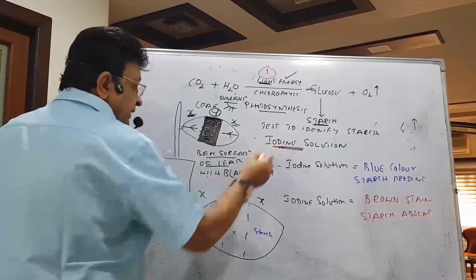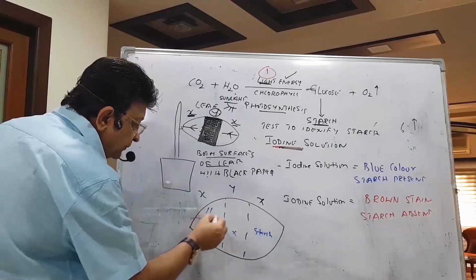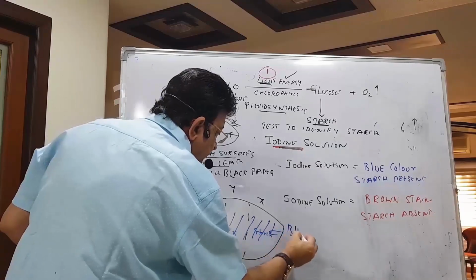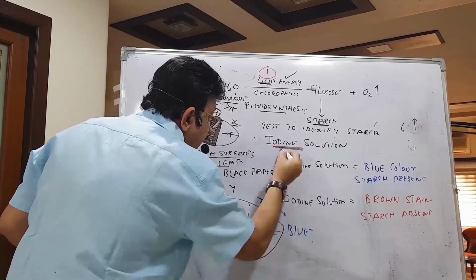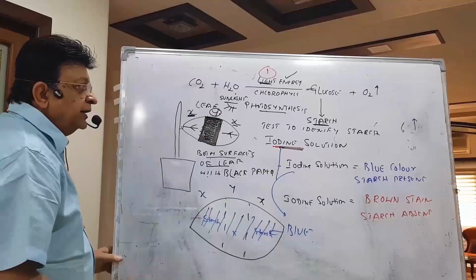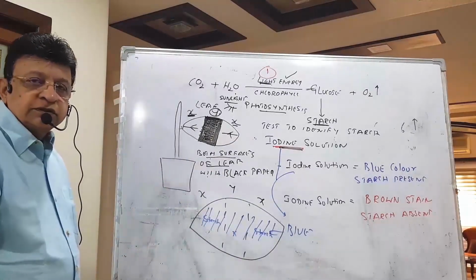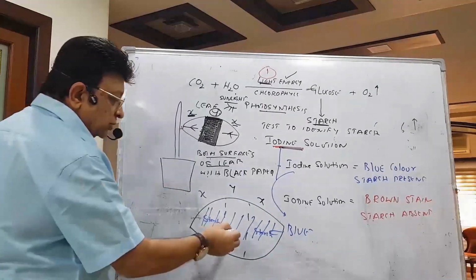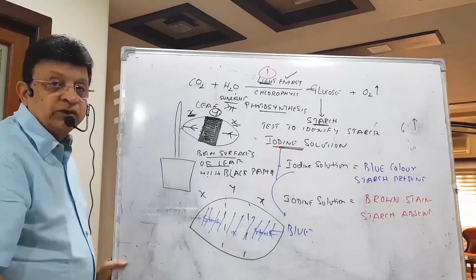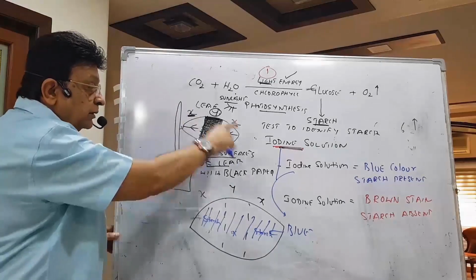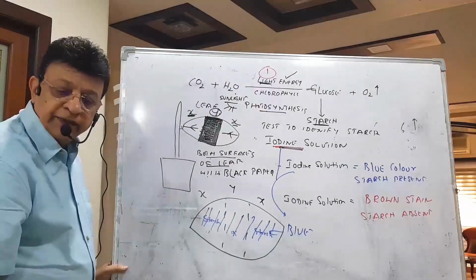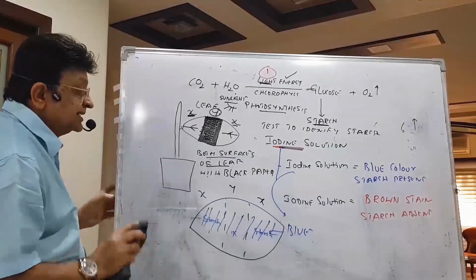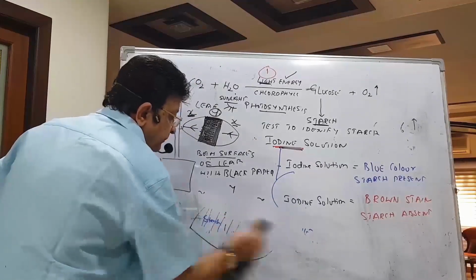But the problem is, the moment I added iodine solution, pay attention, the whole leaf turned blue. That means light is not required for photosynthesis, because although the paper had covered area Y, why should it turn blue? I have to understand something. There is something wrong in my understanding of the experiment. So I will now make you understand what was the mistake that we have been making.